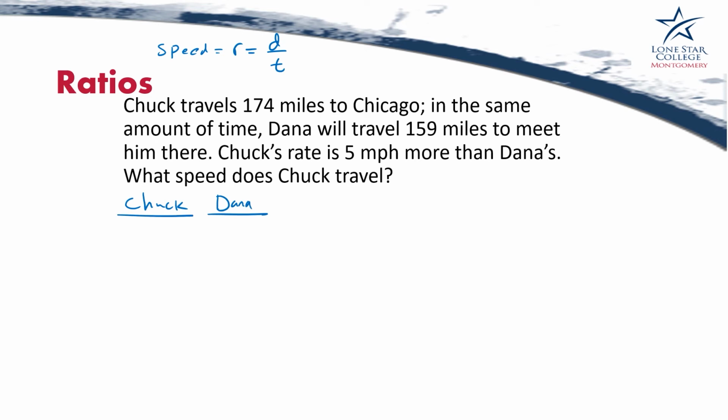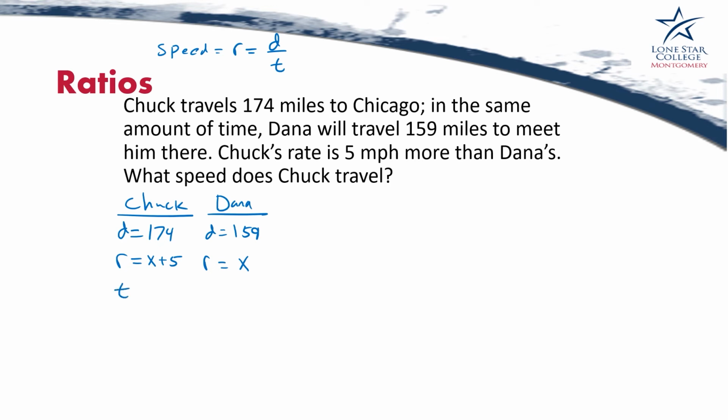Now let's write some information down for both these people. So we know Chuck traveled 174 miles, so his distance, D, is 174. Dana's distance is 159. Chuck's rate is 5 miles more than Dana's, so whatever his R is, it'll be 5 more than Dana's. Let's call Dana's just X, because we don't know what hers is. That means Chuck's rate would have to be X plus 5. Now, what do we know about the times? We don't actually know how long it took them to get there, but it does say that it took them the same amount of time.